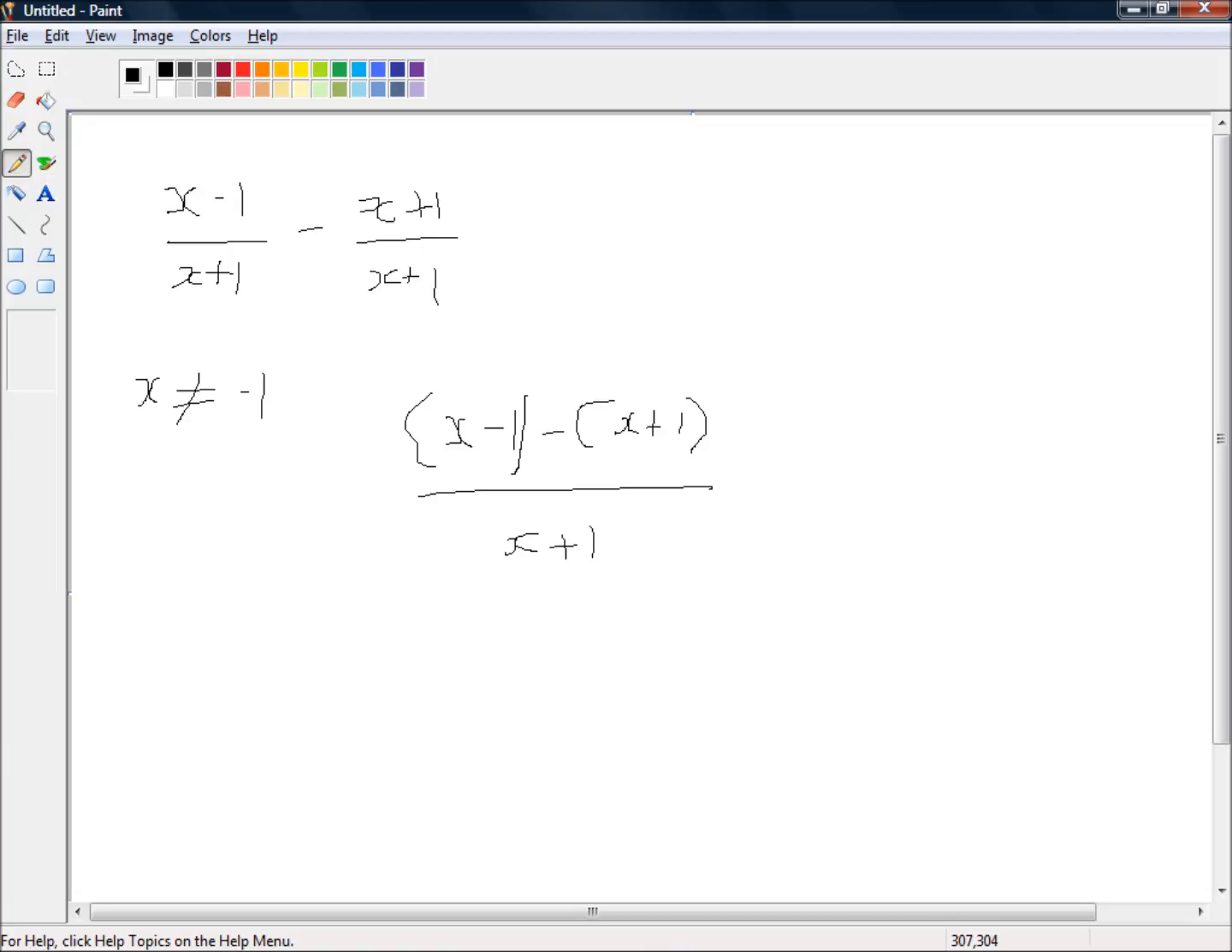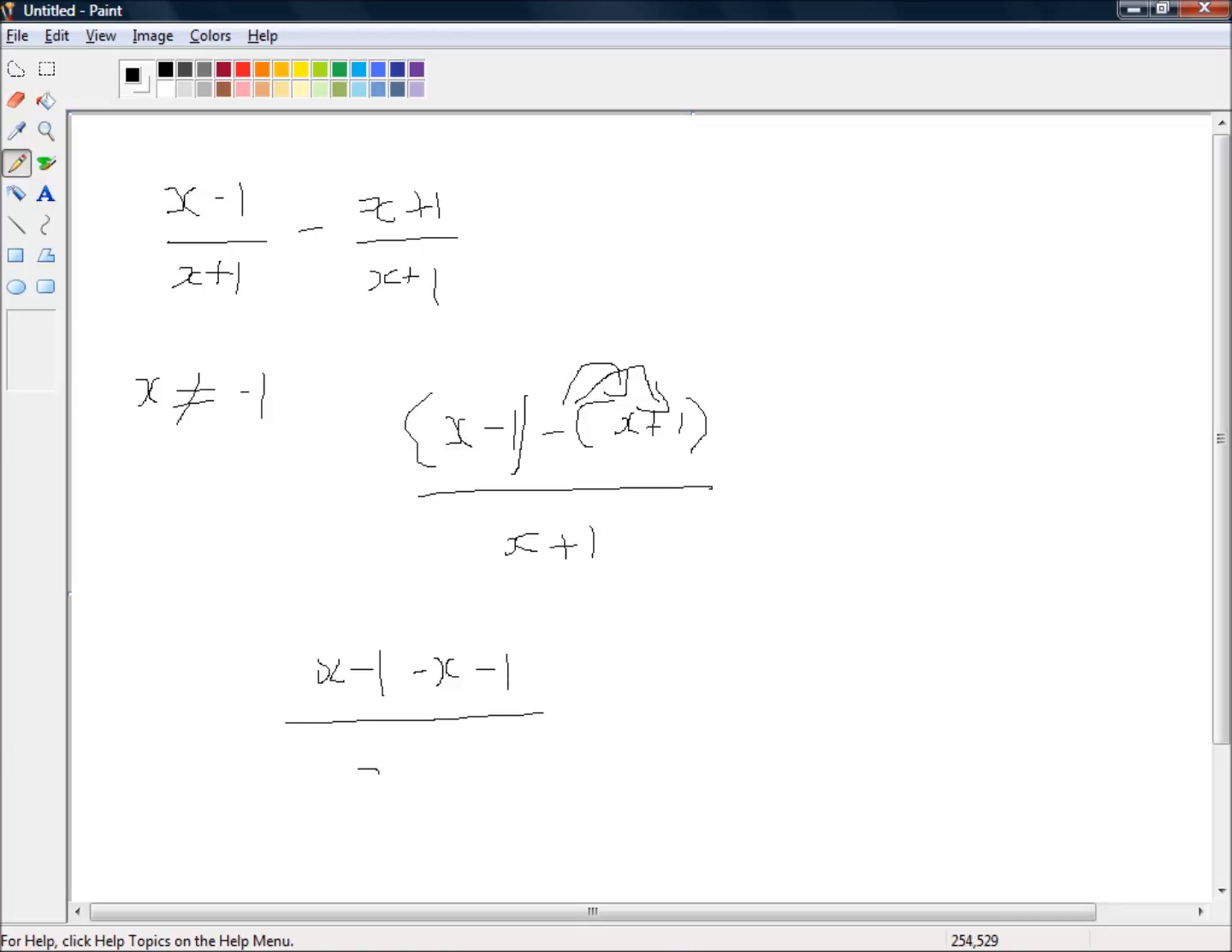Okay, so when we come to remove the brackets, we're subtracting all of this. So we're subtracting the x and we're subtracting the plus 1. So this becomes x minus 1, and we're subtracting x and we're subtracting plus 1, so it becomes minus 1.